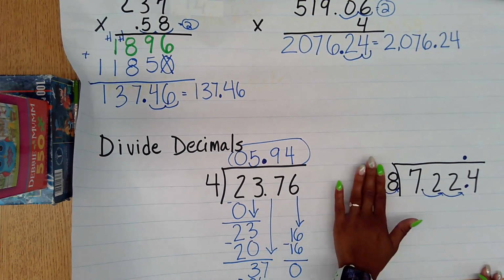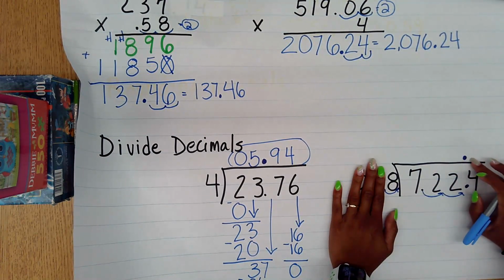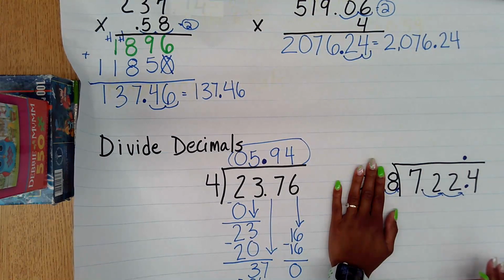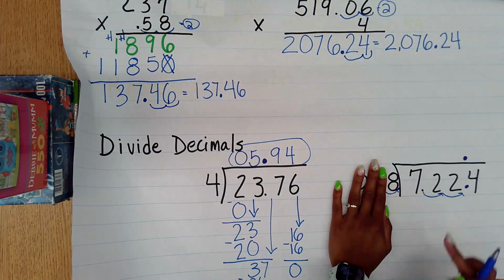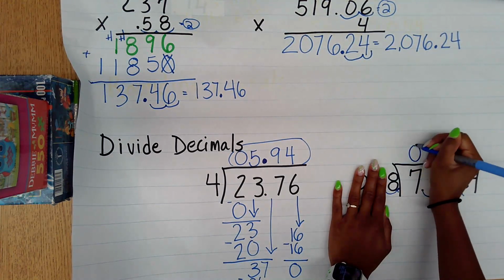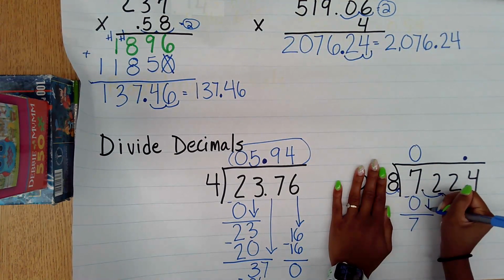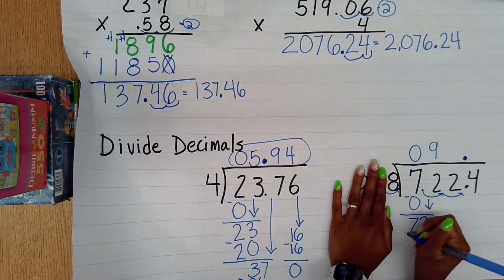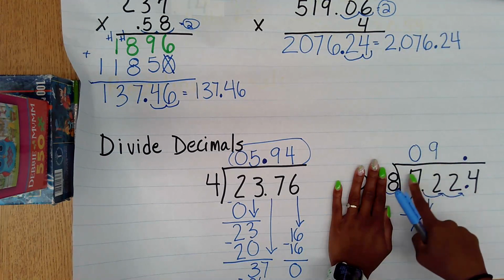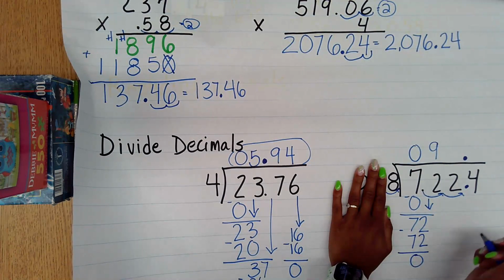Now my decimal point has moved, and then I want to make sure it's lined up in my quotient. Once I have done that, I now have 8. I now have my whole number for my divisor, and I have my decimal point in my quotient lined up. I can again divide like I normally would. So 8 cannot go into 7, so I'm going to put my 0, bring down my 2, and I can fit 9 groups of 8 into 72, because 8 times 9 gives me 72. Left with 0, bring down my next digit.